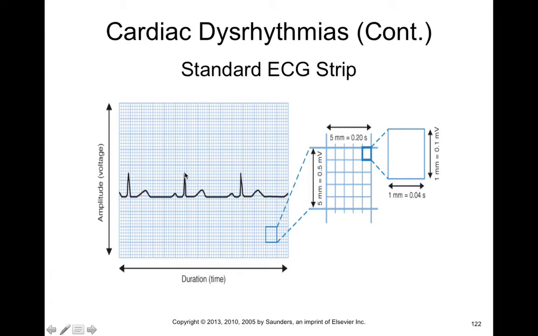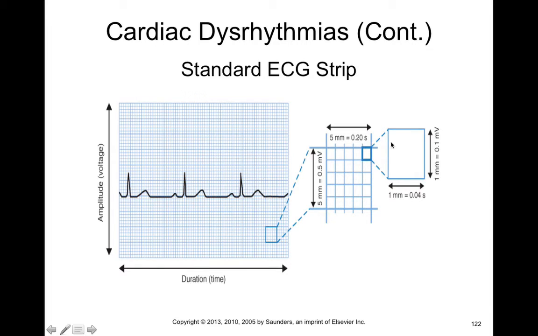This only works, though, if someone has a normal sinus rhythm. That means you need to have a constant interval between each of these peaks in order for that estimate to work. Otherwise, if this interval is varying, like if the distance between this peak and this peak is different from the distance between this peak and that peak, then your estimate's going to be off.